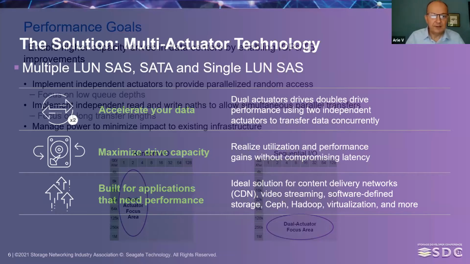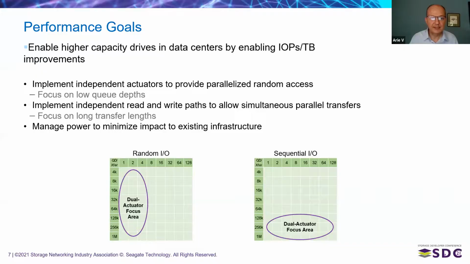Tim will go into a lot more detail later on performance, but at a very high level, there are two areas where we excel. The first is that we have independent actuators that are providing parallelized random access that's very good for random I/O at lower Q depths. And then we're implementing independent read and write paths to allow simultaneous parallel transfers for sequential I/O with these larger transfer sizes across all Q depths. This allows us to manage power and to minimize the impact to existing infrastructure. These are really areas where we see sweet spots for where the need is in the ecosystem for performance. So it's a very tuned solution.